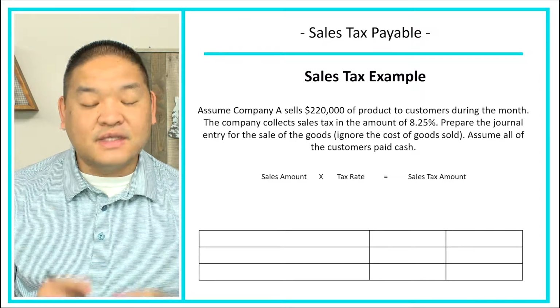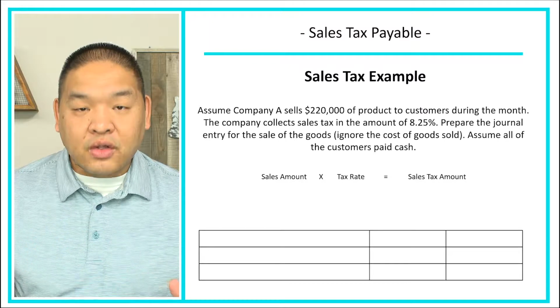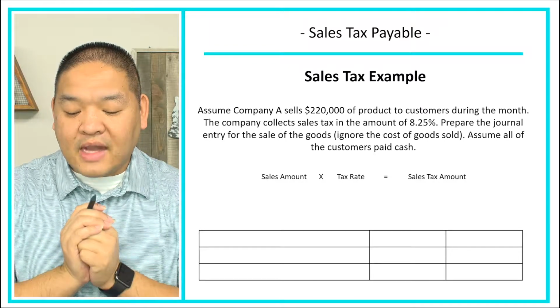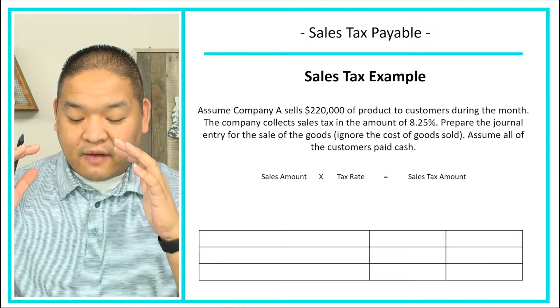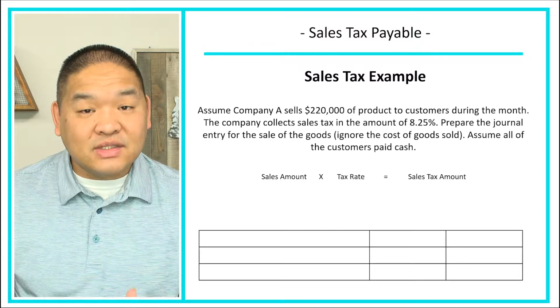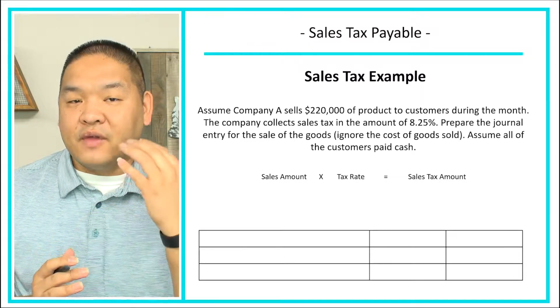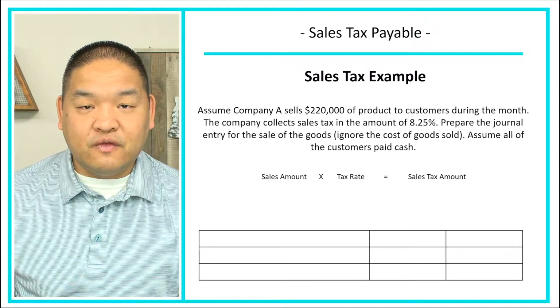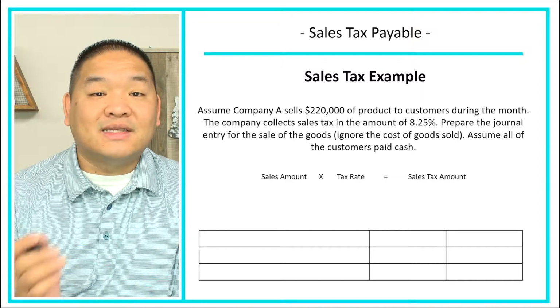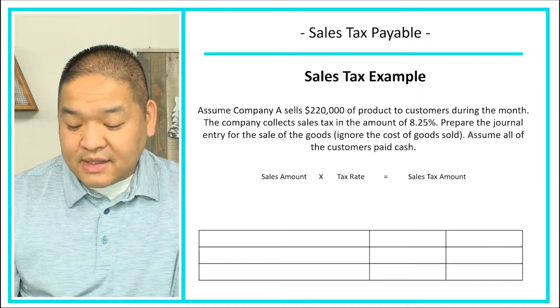Prepare the journal entry for the sale of the good. Ignore the cost of goods sold at this point and assume all of the customers paid in cash. So first thing that we need to do is figure out how much sales tax we're going to have to collect on behalf of the local government or the state government when we apply an 8.25%. So to do that, we're going to take the sales amount and multiply it by this tax rate.